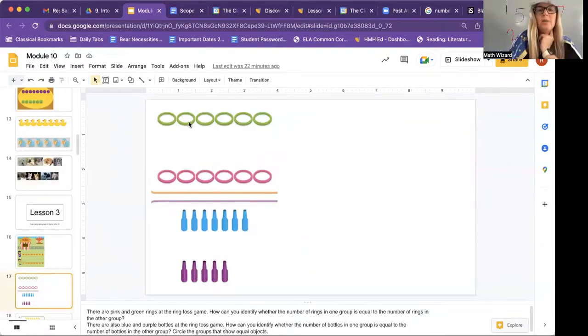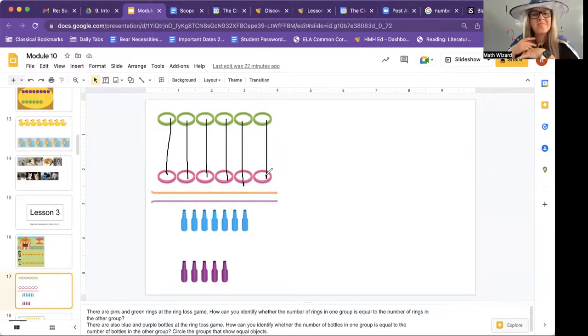Let's count them. 1, 2, 3, 4, 5, 6. Let's count the pink ones. 1, 2, 3, 4, 5, 6. It's the same. Let's double check by matching. Does each one have a pair? Yes. All right. So they are equal.